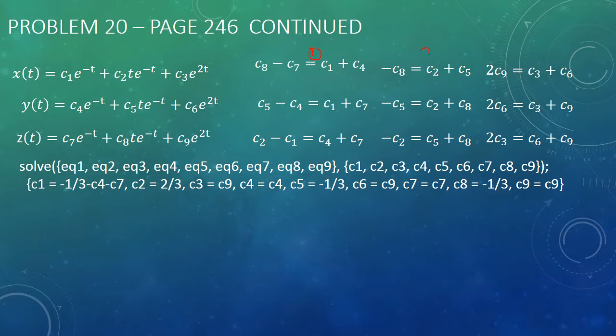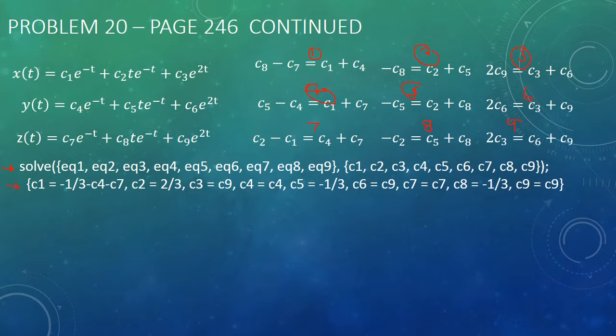this is equation 2, this is equation 3, this is equation 4, this is equation 5, this is equation 6, this is equation 7, this is equation 8, and this is equation 9. And I put all these equations into Maple, and then I used this exact command right here, and I said solve for these 9 variables, and this is the solution that Maple came back with.